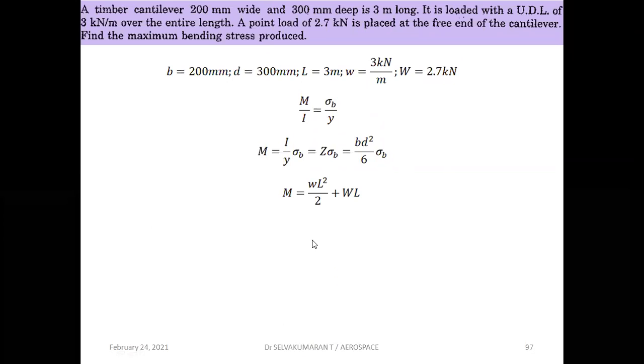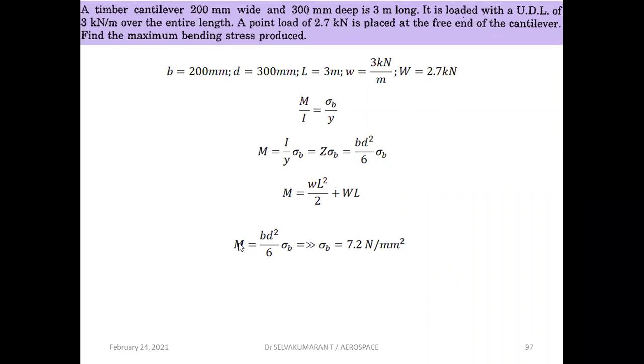So M is equal to WL square by 2 plus W into L. So this M value we have to substitute here. After substituting the M value and BD value, you get sigma b to be 7.2 Newton per millimeter square.